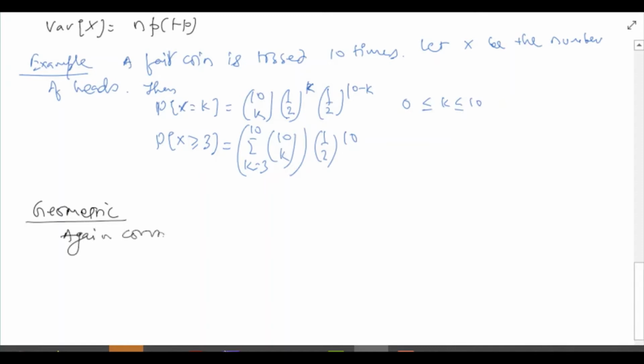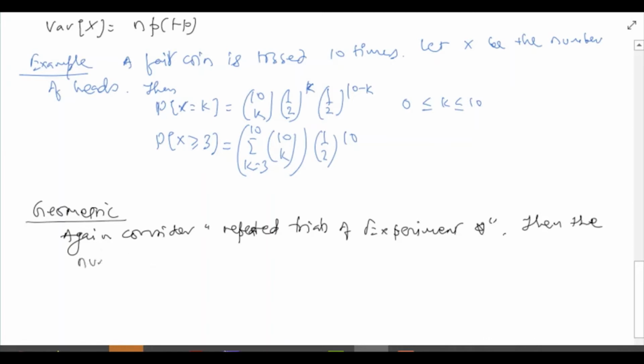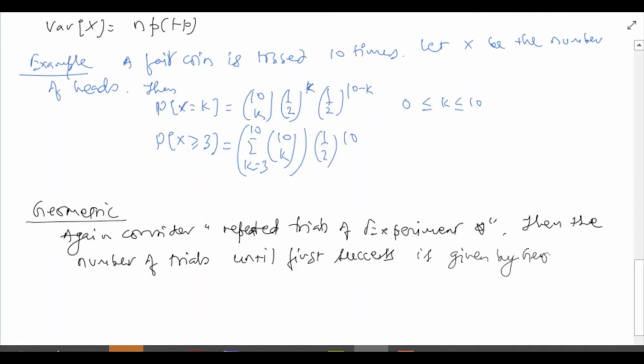Again, consider repeated trials of experiment star. Then the number of trials until the first success has a geometric distribution.